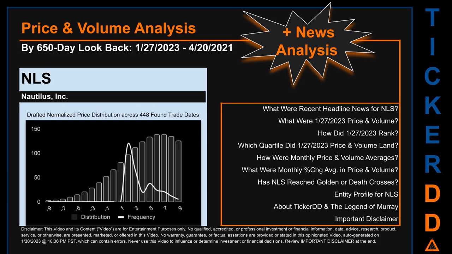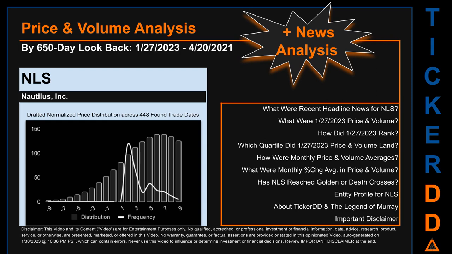Looking back 650 calendar days from Friday, January 27, 2023 to Tuesday, April 20, 2021, we found 448 applicable trade dates for use in our analysis. The chart shown on this page is our initial attempt at studying the price for NLS after dynamically normalizing price distribution across those discovered trade dates.